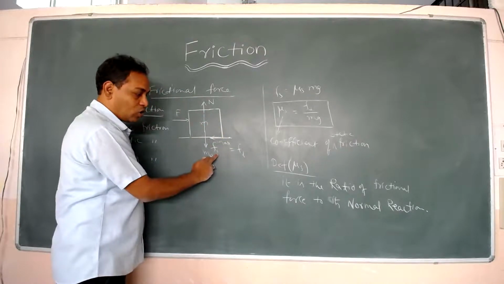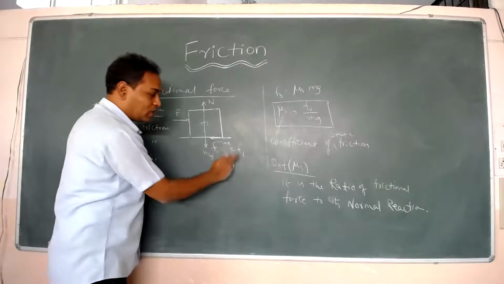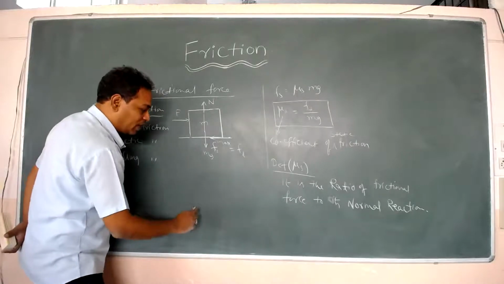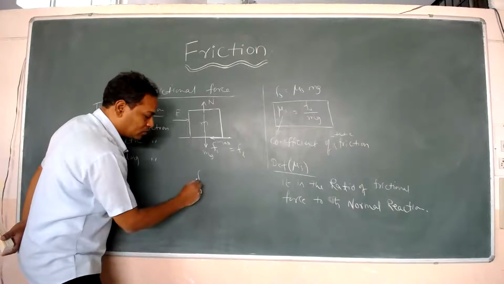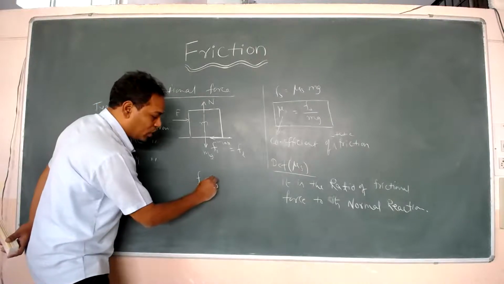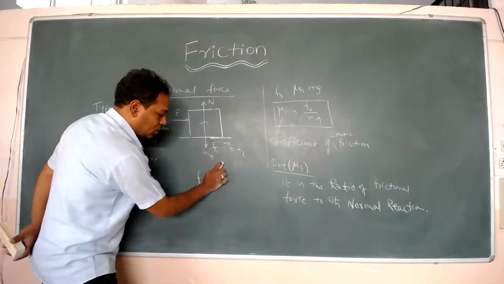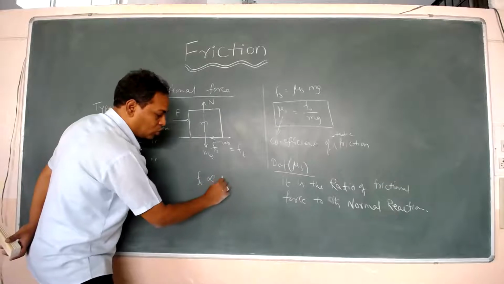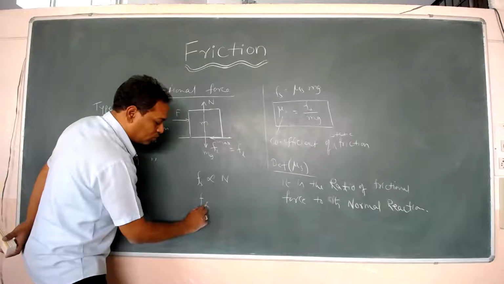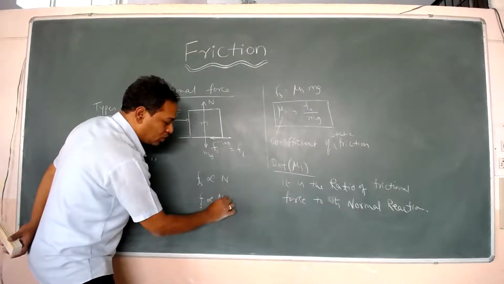That frictional force is called maximum static friction, or it is also called limiting friction. That limiting friction also has the same formula. That means, in general, I can say that static friction will always be less than or equal to, as I told you, directly proportional to the normal reaction, that is, mu s into N.